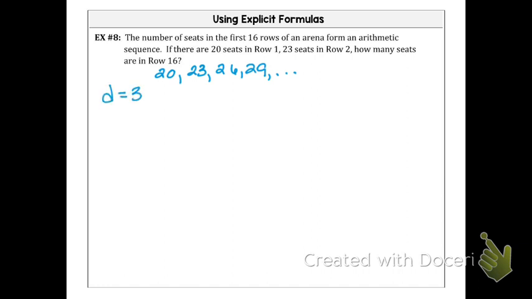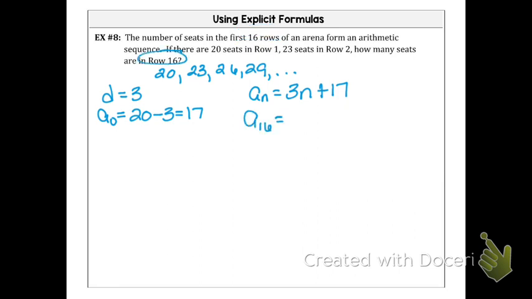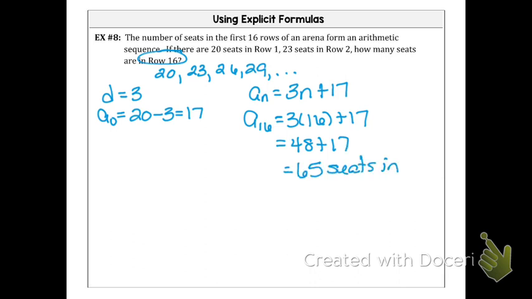We're increasing by 3. Our zero term is our first term minus the common difference, so it's 17. And so we know our general rule, A sub n, is equal to dn, so 3n plus A sub 0, so plus 17. And then we're looking for row 16 there. So we have 3 times 16 plus 17. So there are 65 seats in row 16.